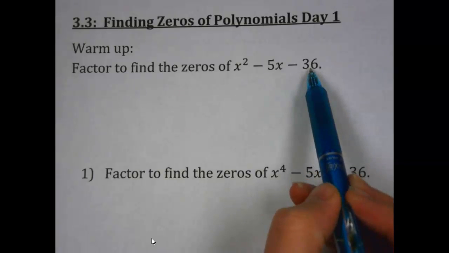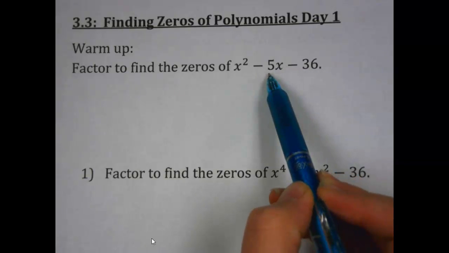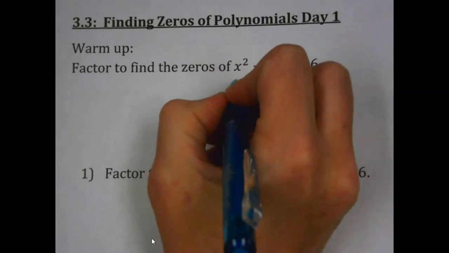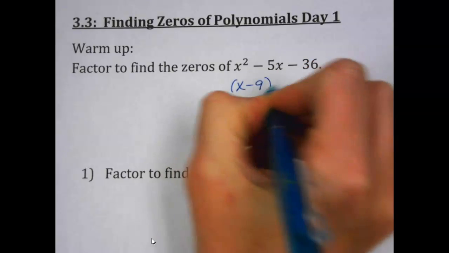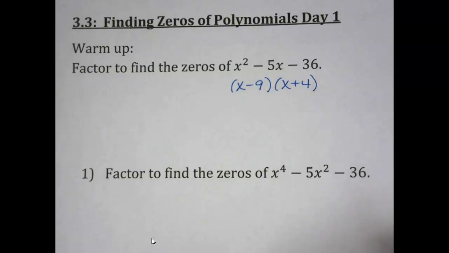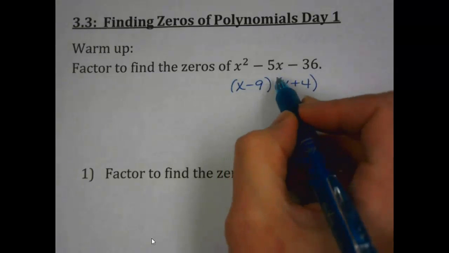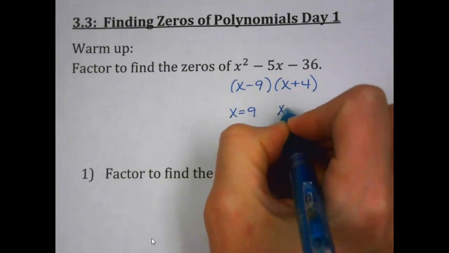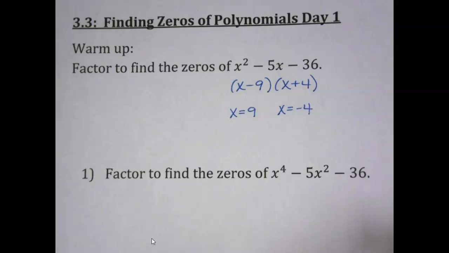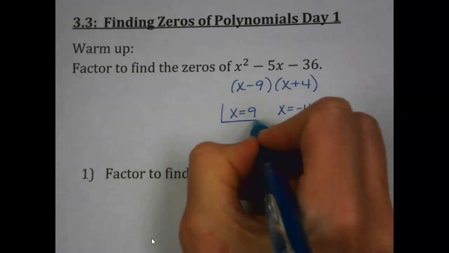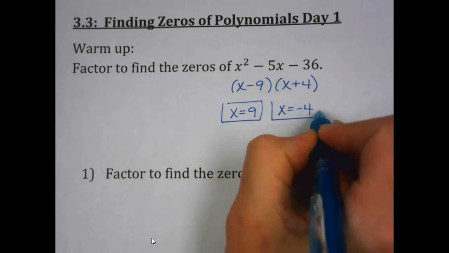We find what multiplies to get negative 36 and what adds to get negative 5. So those numbers would be negative 9 and positive 4. So we'd say x minus 9 times x plus 4. And then we set each of those parentheses equal to 0 and solve. So we set this first one equal to 0, we get x equals 9. The second one equal to 0, we get x equals negative 4. So we find out that the zeros of that quadratic are 9 and negative 4.